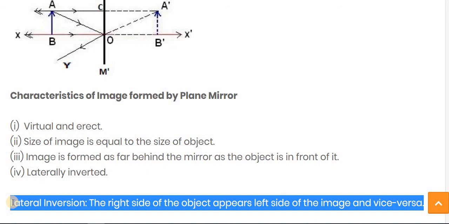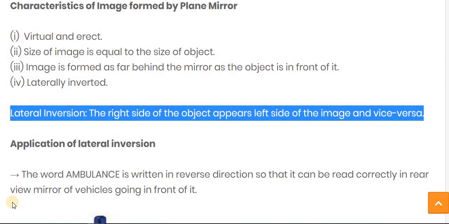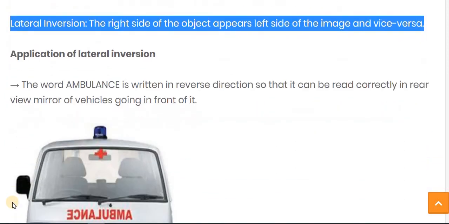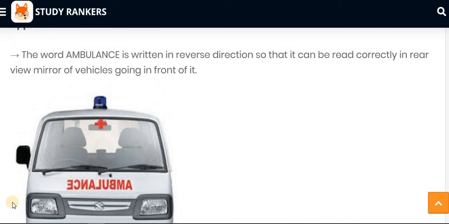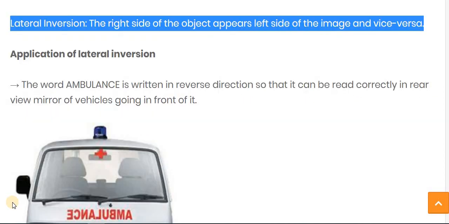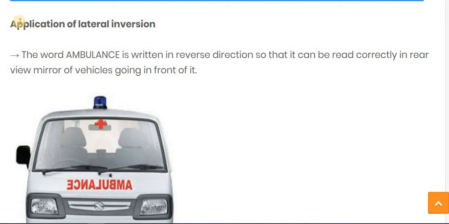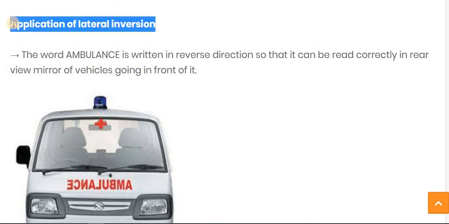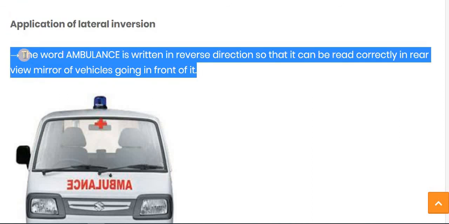I hope you all understand this well. Now let's move further to the next point, that is the application of lateral inversion, where we can use it. As you can see in daily life, the word ambulance is written in reverse direction on the ambulance. Why is it so?